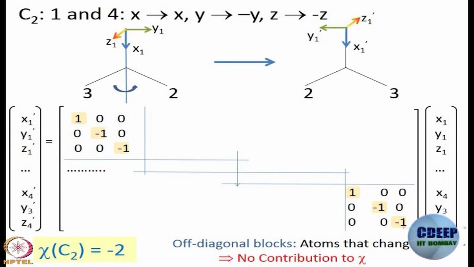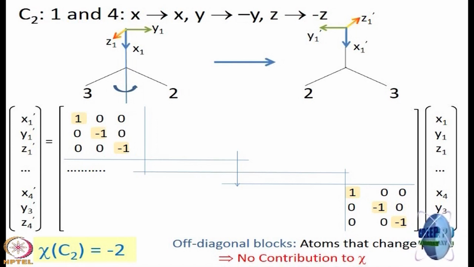Have we understood this matrix? Okay. Why do I not write the off diagonal blocks? Of course, there will be a similar block for 2 and 3 as well, but they will be off diagonal, so I do not even write them. The only thing I want is the character. What is the character then?